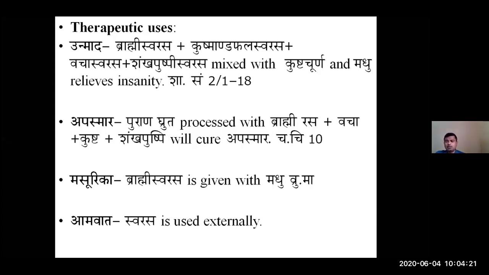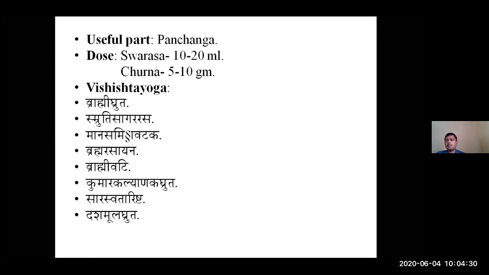So this is mentioned by Vrindamadava. In case of Amavata, Swarasa is used externally. External application of the Swarasa of Brahmi is useful in Amavata conditions. The useful part of the Brahmi drug is Panchanga. The Matra is Swarasa 10 to 20 ml, Churna 5 to 10 gram. In a divided dose you can use.